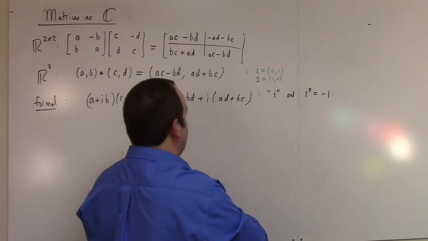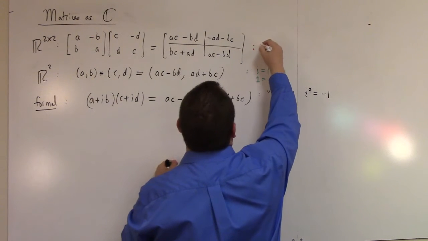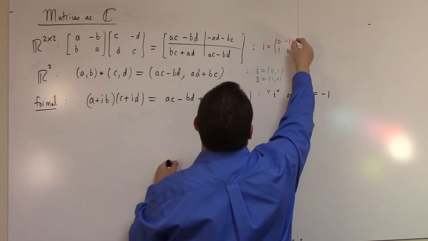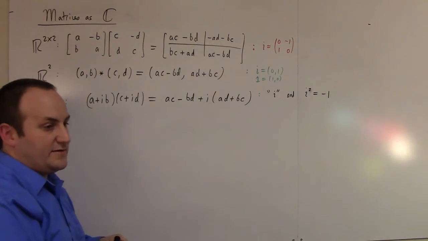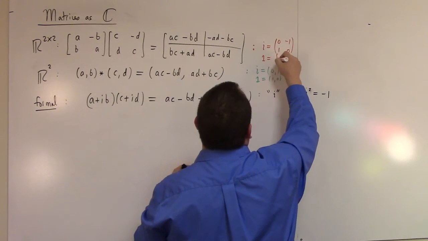In the matrix model, the imaginary number i is what? Well, i is equal to the matrix (0, minus 1; 1, 0). And you can easily see under matrix multiplication that it squares to minus the identity matrix, right? The 1 here, there can be only 1. Now apparently there can be lots of 1s.